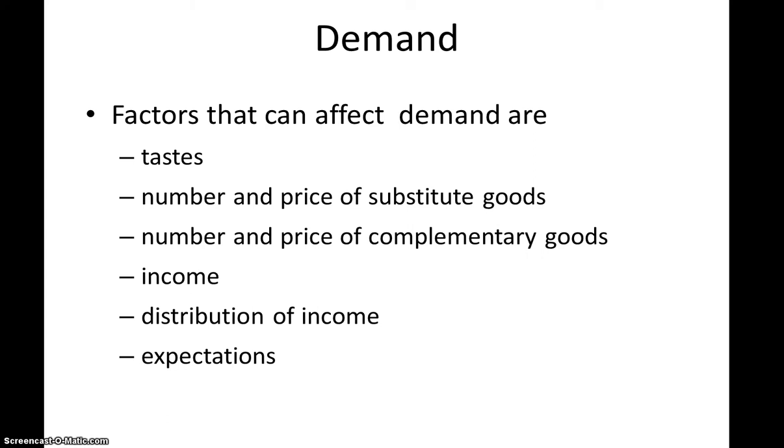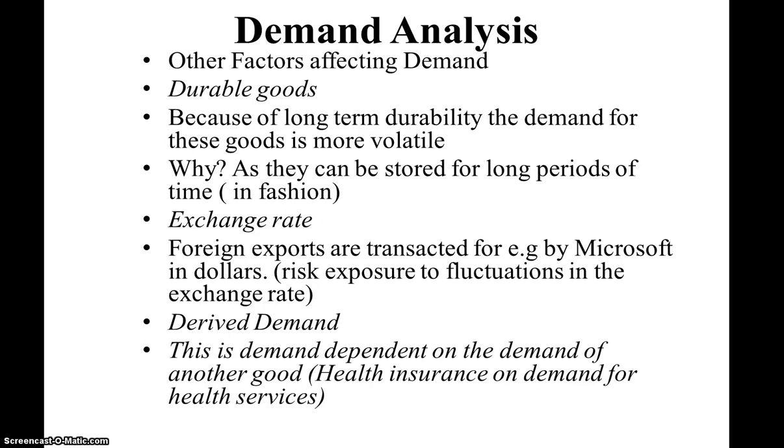Another, and normally that can act as a constraint, but income can have an effect on the demand for the good, as well as how income is distributed in society. The last one then is individuals' expectations, and again that can affect a person's demand. There are other factors as well that can affect it. Things like durable goods.